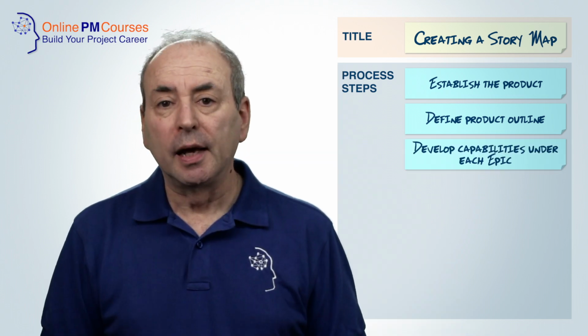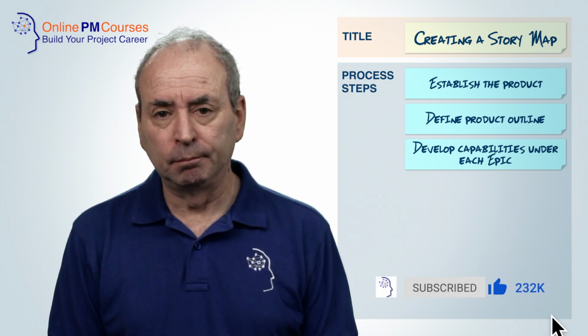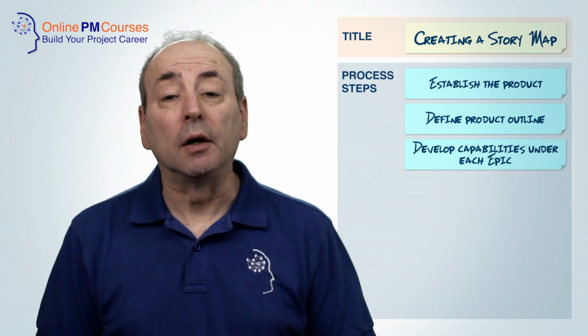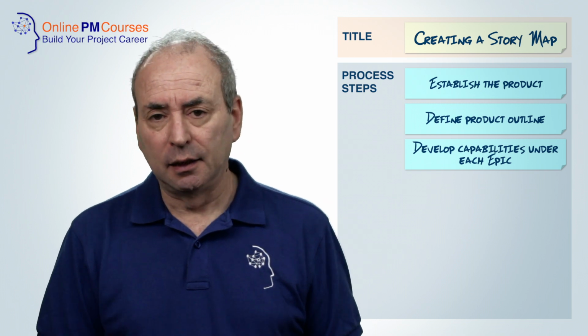Step 3. Develop the capabilities under each of the epics. Under each epic, place the user stories that make it up. Now, these user stories don't have to be fully developed or prioritized at this stage. That can come later. Frame your user stories in terms of what the user will be doing at this step.